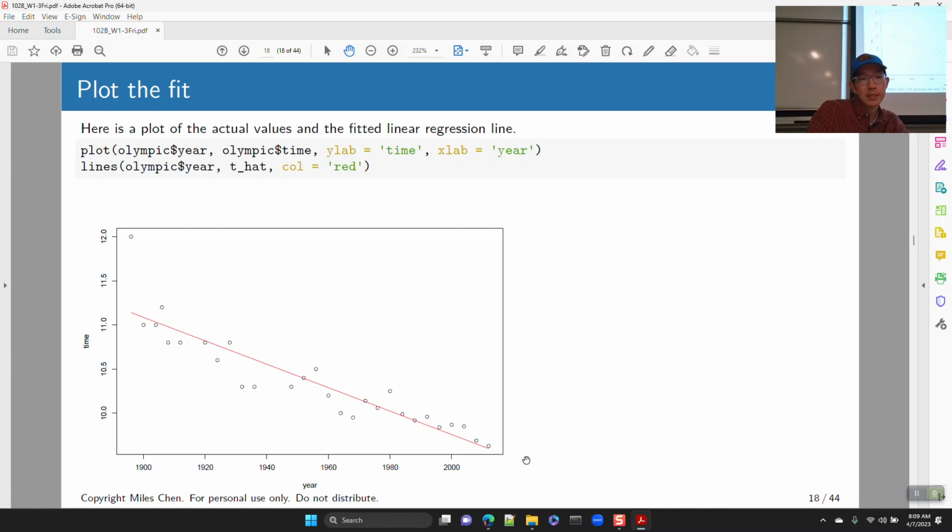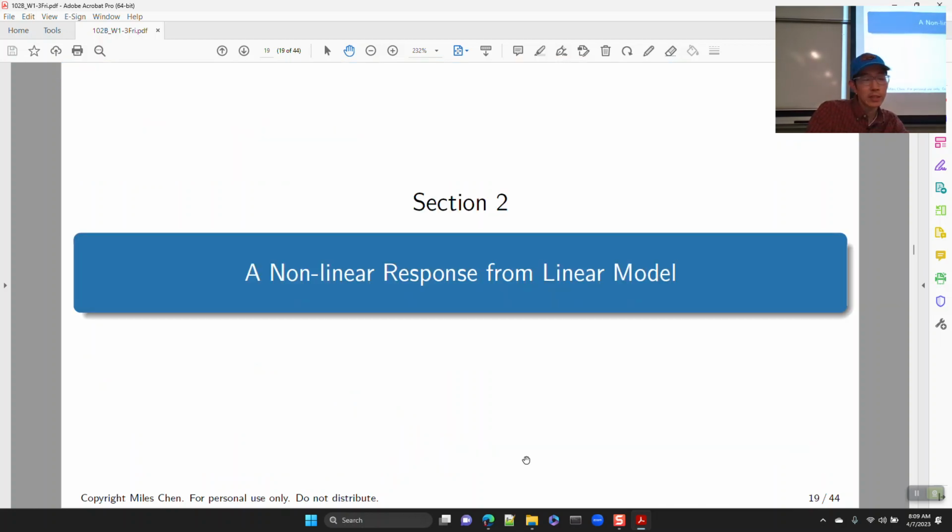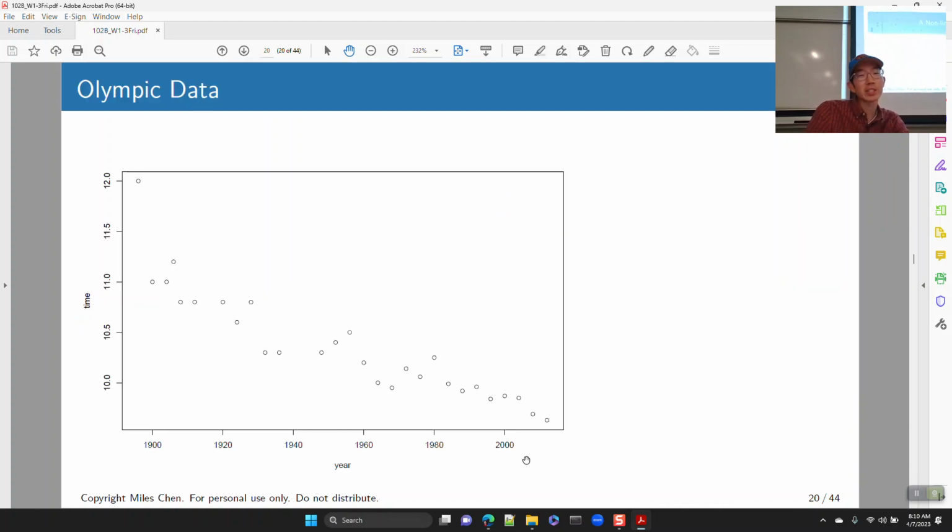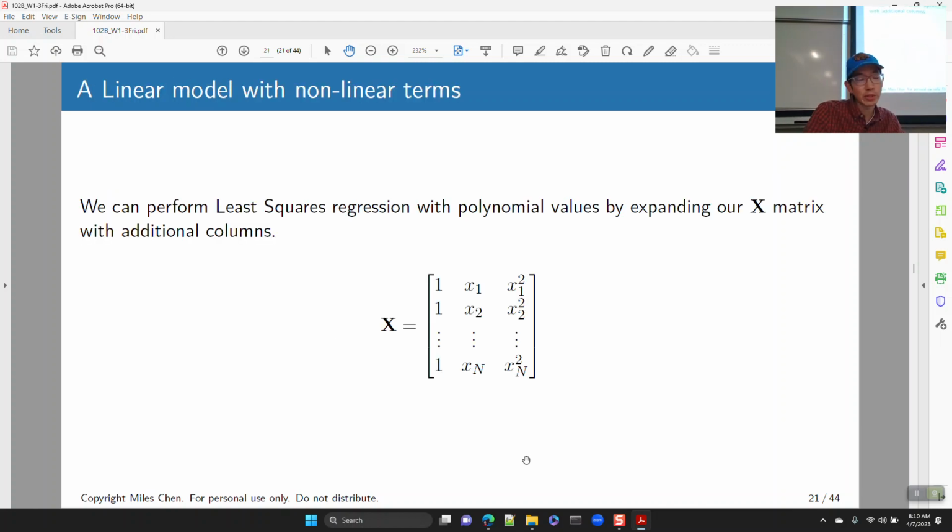Okay, what if we want to have something that's not a straight line? What if I want to include a quadratic term or something like that? We can do that, and it will still be a linear regression model.